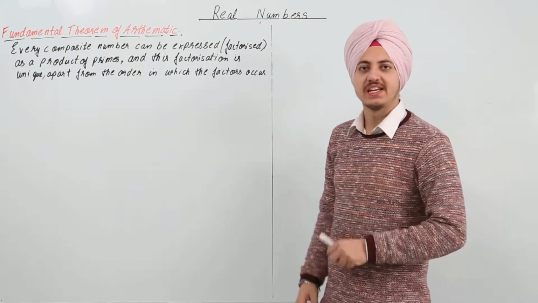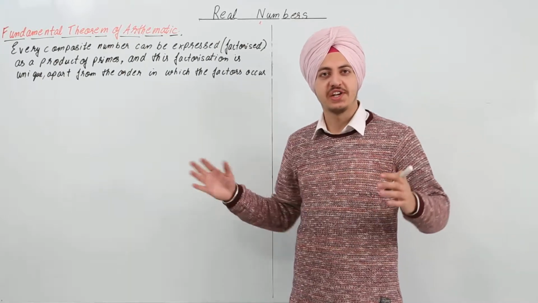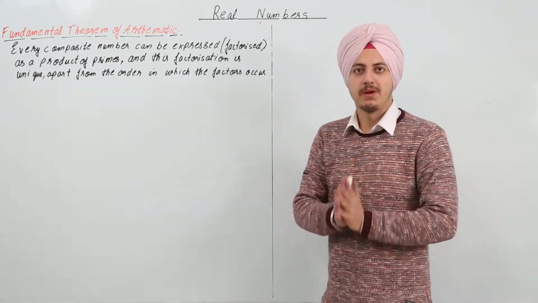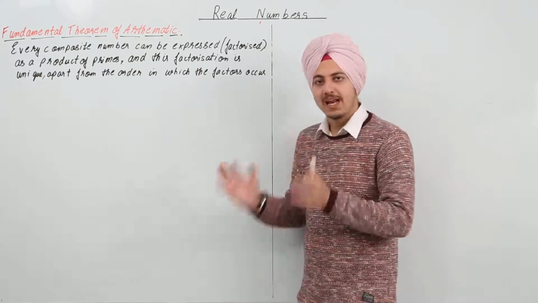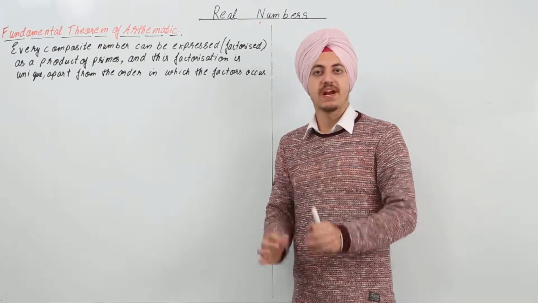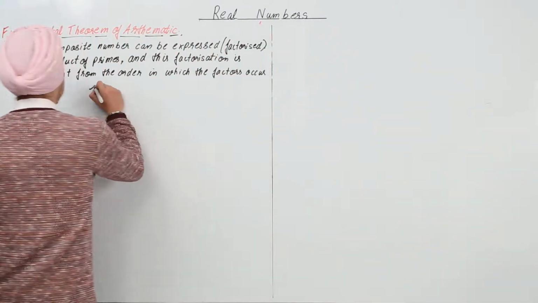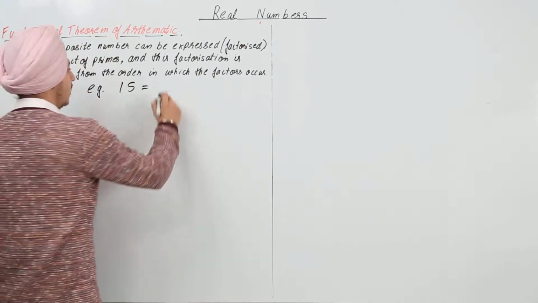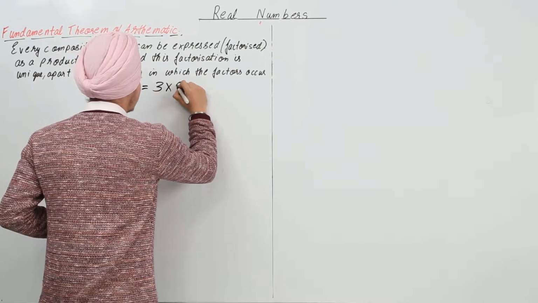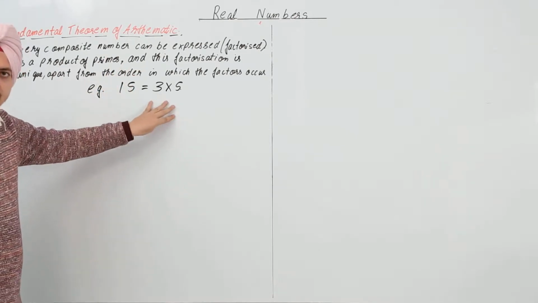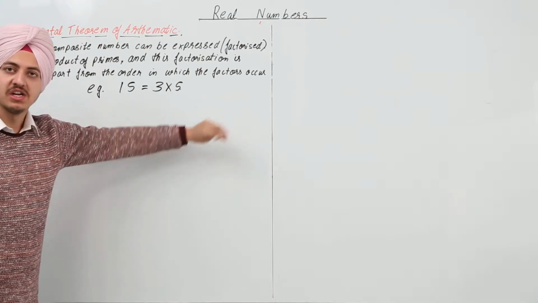So what this means is that any composite number, say 15, 10, 18, 19, anything, 19 is not a composite number, that is a prime number, any composite number can be expressed in the form of a product of its primes. Like, for example, we have 15 which can be expressed as prime number 3 into prime number 5. Correct? Now, they say that this factorization is unique apart from the order in which the factors occur.